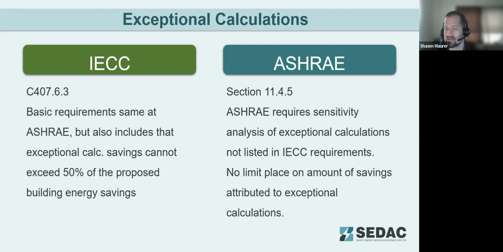The way they do that for the sensitivity analysis is, whatever your exceptional calculation is, you have to take the variable that's associated with that calculation and double it and halve it from its design value, and then show the impact that has on the building's energy consumption. So it's a little bit of extra work for exceptional calculations in the Ashrae model than the IECC, but you have a little bit more flexibility in application for those calculations.